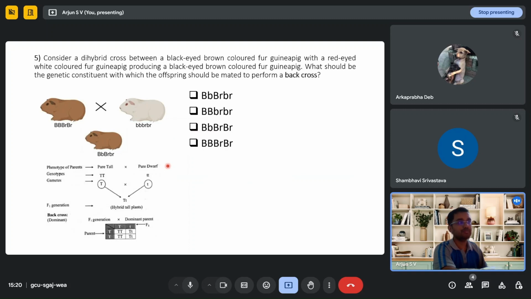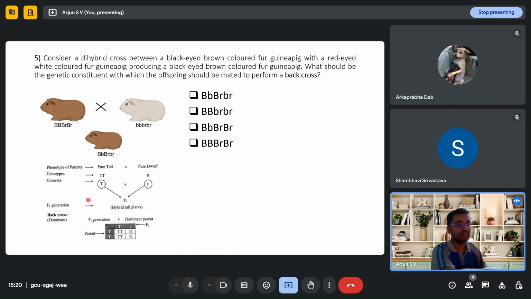So the next problem, problem 5. Consider a dihybrid cross between a black-eyed brown-colored fur guinea pig with a red-eyed white-colored fur guinea pig, producing a black-eyed brown-colored fur guinea pig. What should be the genetic constituent with which the offspring should be mated to perform a back cross?